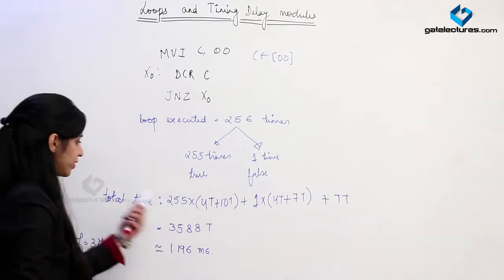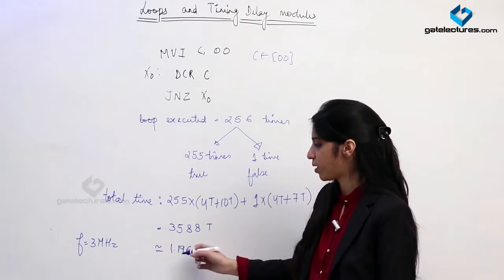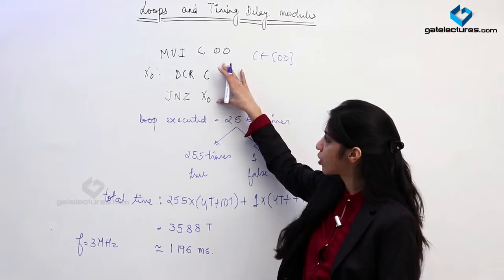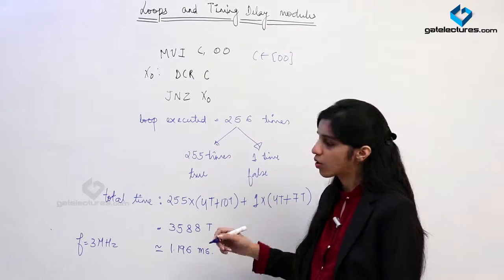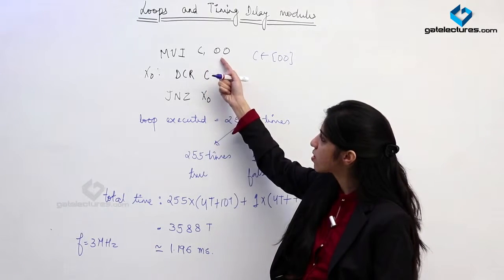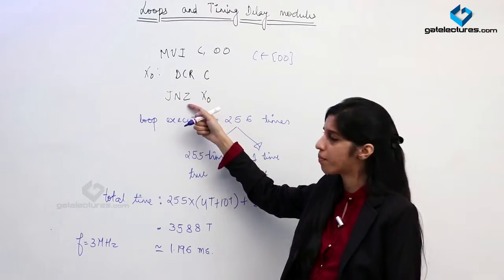Okay, I'm putting t as 1/3 microseconds, and I have made the calculation. You can also try it: you will find that this timing module is going to be 1.196 milliseconds. One more thing to note here is, since I have loaded C with 00, this instruction is going to take 256 loops to come here.